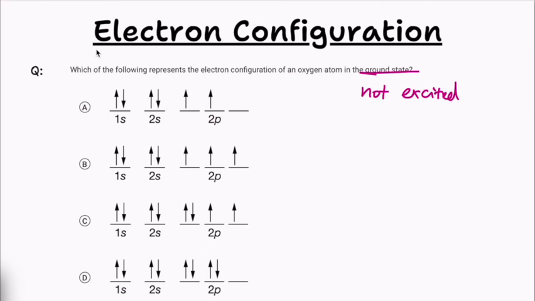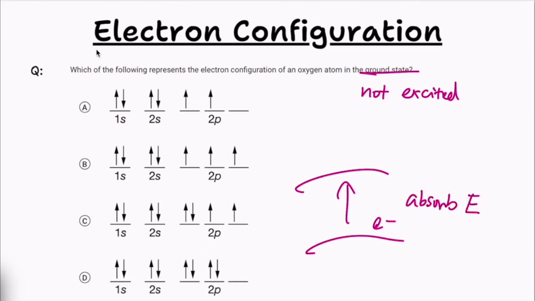So electrons can jump back and forth. When the electrons jump up, they have to absorb energy. When electrons jump down, they have to release energy. When it releases or absorbs energy, it's usually in the form of light or heat.